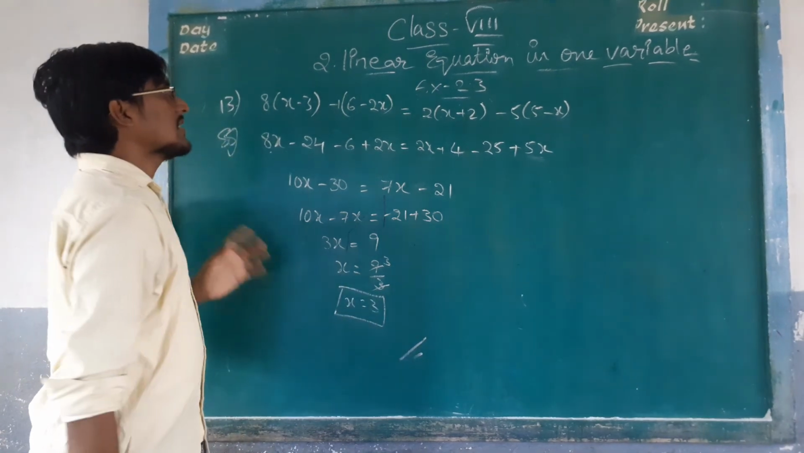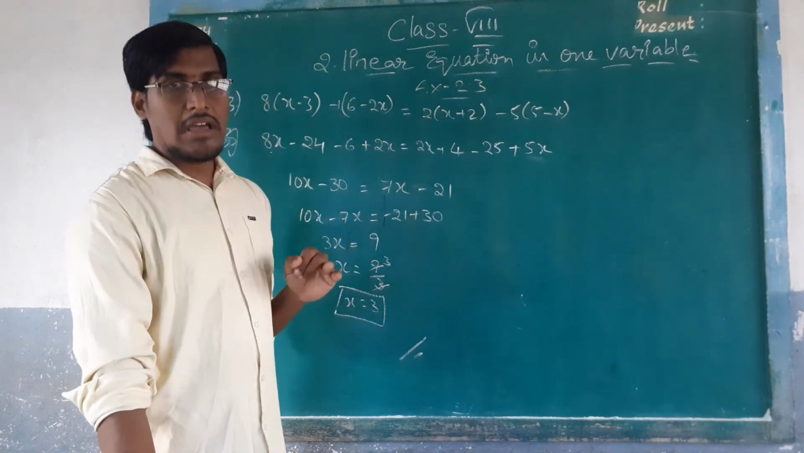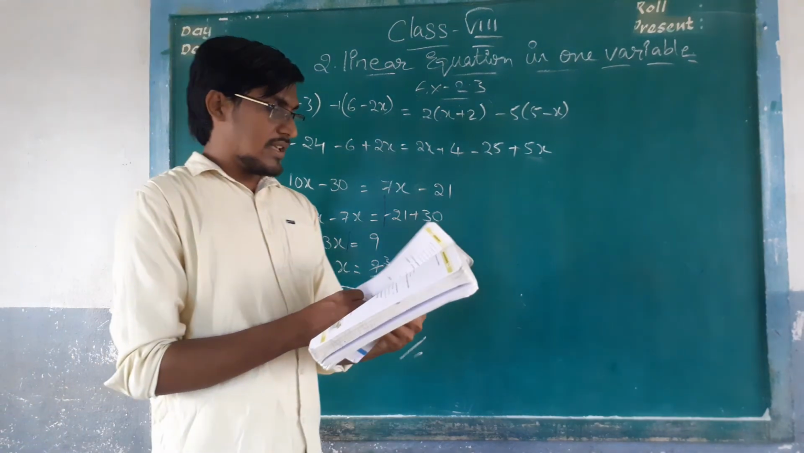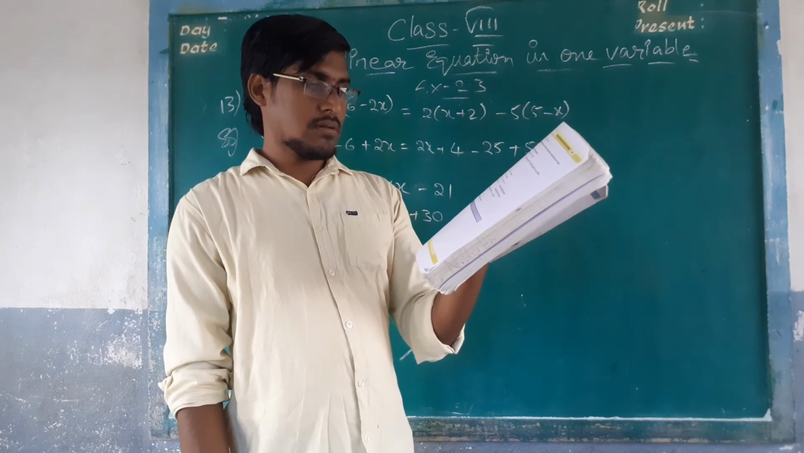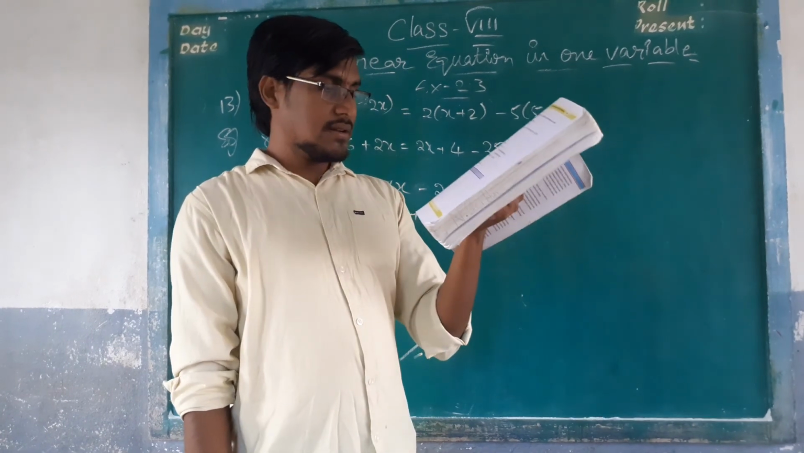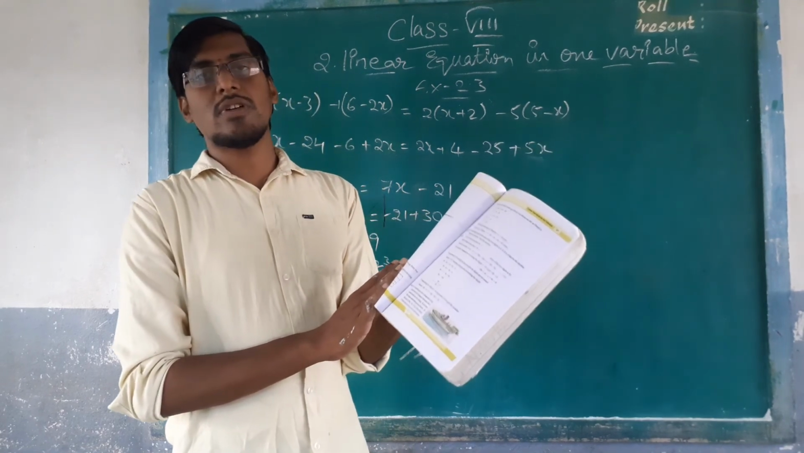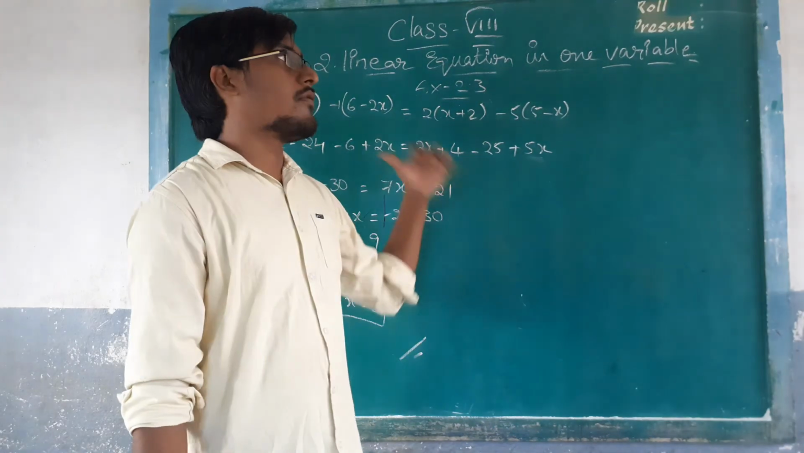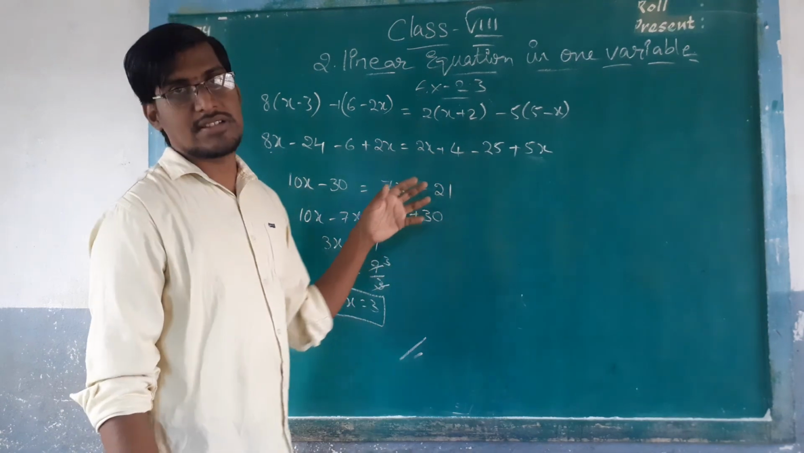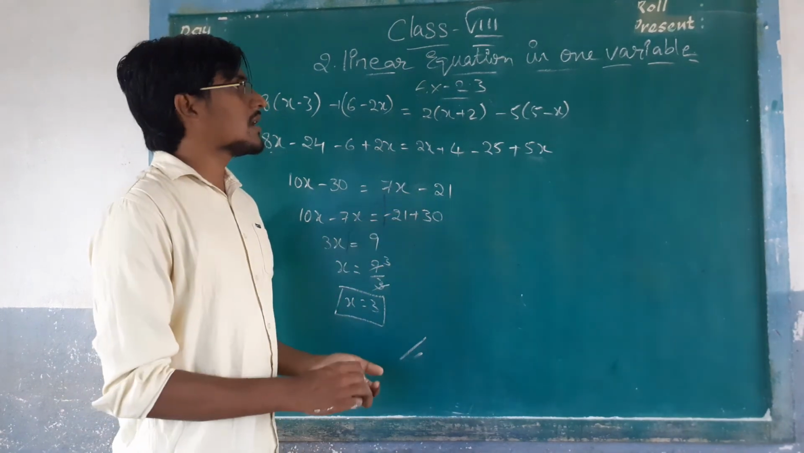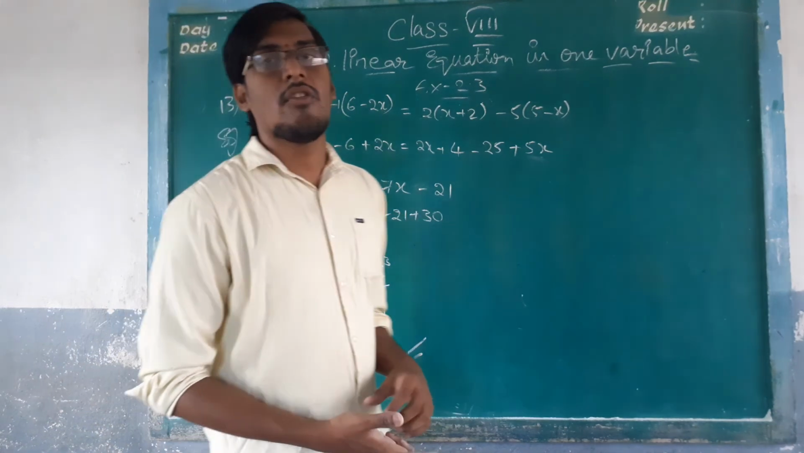Okay. This is about the 13th sum, and you have to do the 12th sum and 14th sum. You also have to do the extra sums: the 4th one, 5th one, 6th one, and the 9th one, 10th one, and 12th one and 14th one also. While this is an example, if you have any doubts, you can contact us in our WhatsApp groups. Okay, this is about exercise 2.3 of linear equations in one variable.